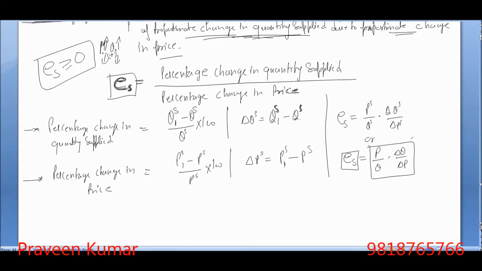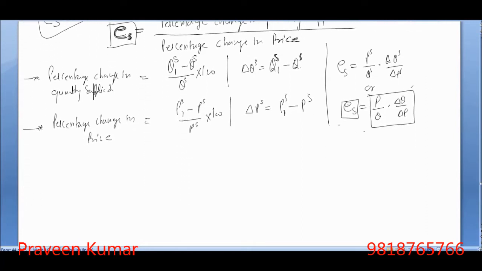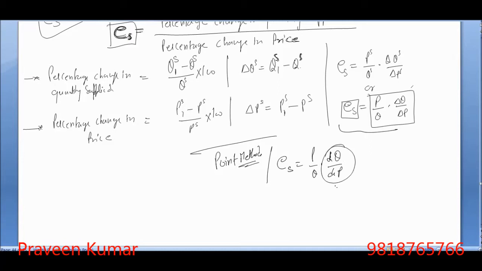Similarly, as this is the proportionate method or percentage method, we can have the point method, and in the point method too we can calculate elastic supply with the same formula, which looks to be the same. The only difference is that in this case the reciprocal of the slope, or the slope, is to be calculated with the help of calculus, and here with the help of algebra.